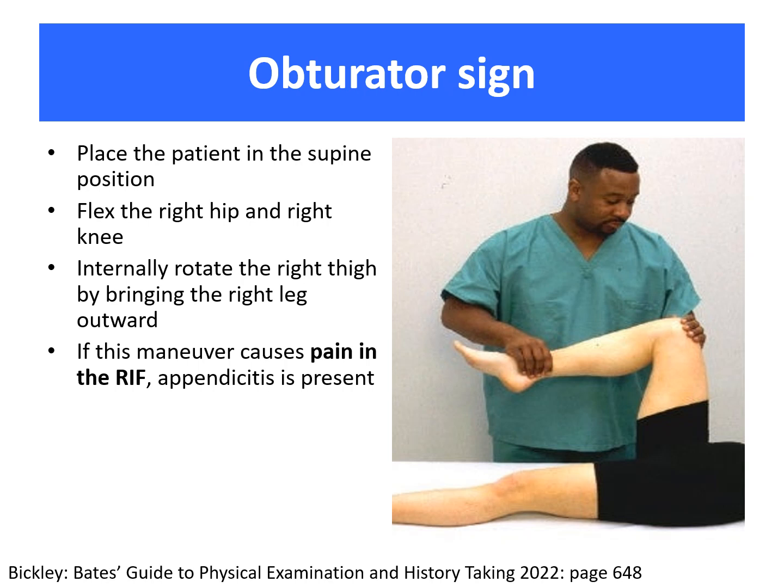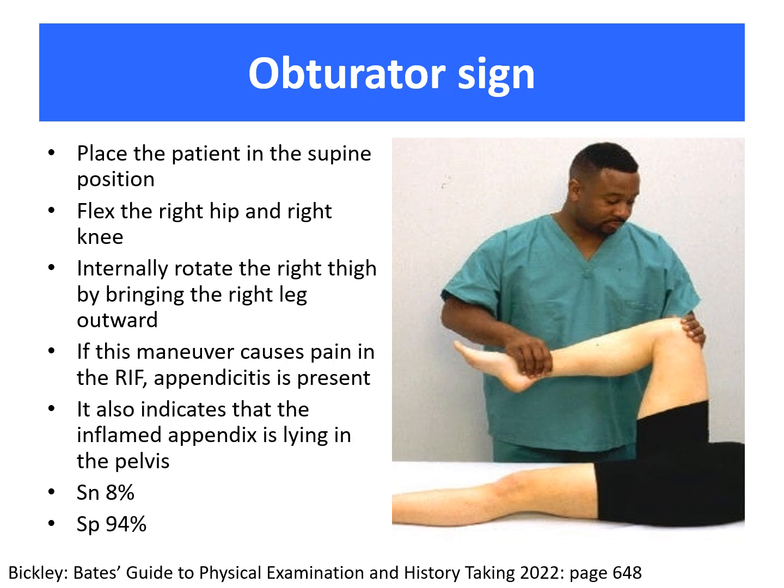If this maneuver causes pain in the right iliac fossa, it says appendicitis is present. Not only does it say appendicitis is present, but it's telling you that the inflamed appendix is lying in the pelvis. 30% of the locations of the appendix is in the pelvis, 65% is retrocecal, and the remaining 5% is in front or behind the terminal ileum.